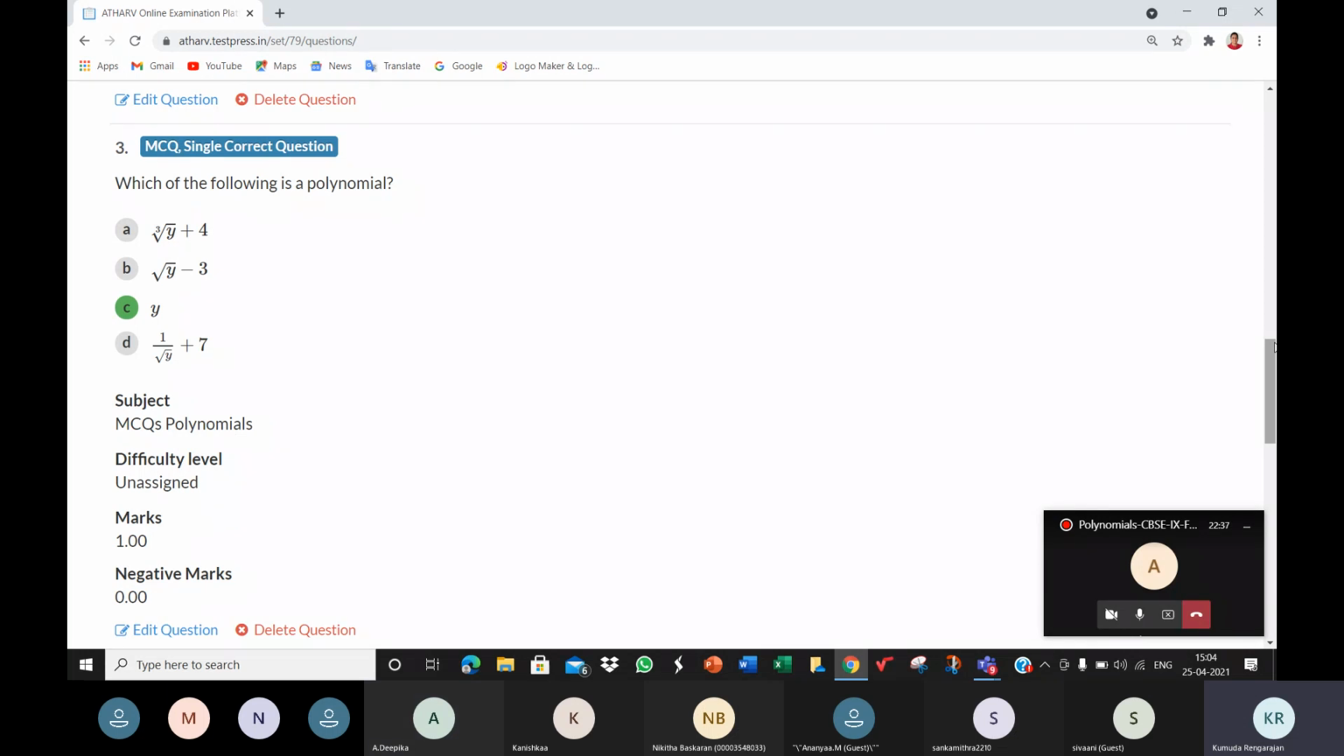Yeah. So y is the variable there, and it's raised to the power 1. 1 is a whole number. So y is an algebraic expression as well as a polynomial.